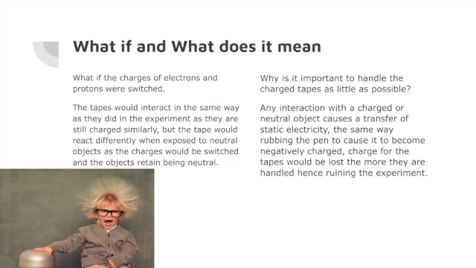What if and what does it mean? What if the charges of the electrons and protons were switched? Well, the tapes would react in the same way in the experiment as they were charged similarly, but the tape would react differently when exposed to neutral objects, as the charges would be switched and the objects would retain being neutral. Why is it important to handle the charged tapes as little as possible?